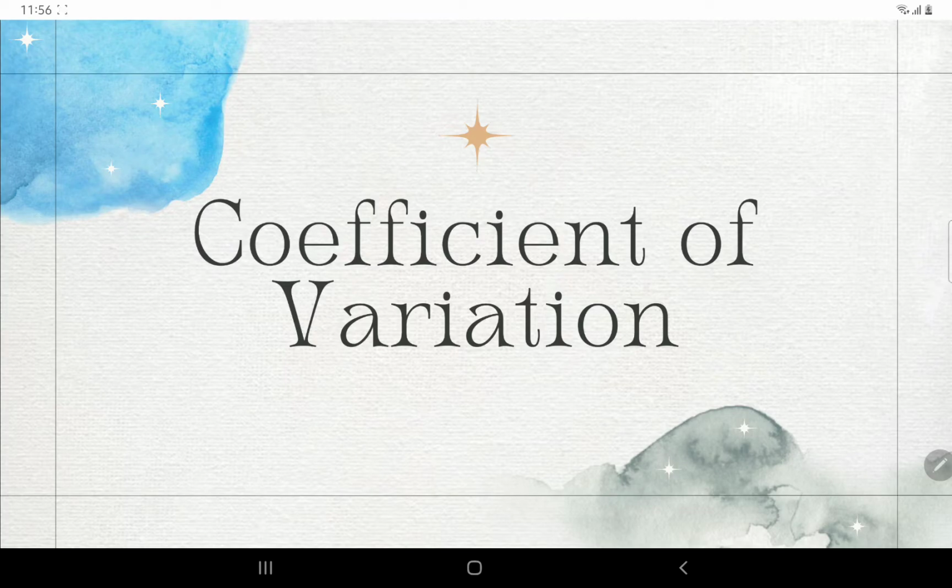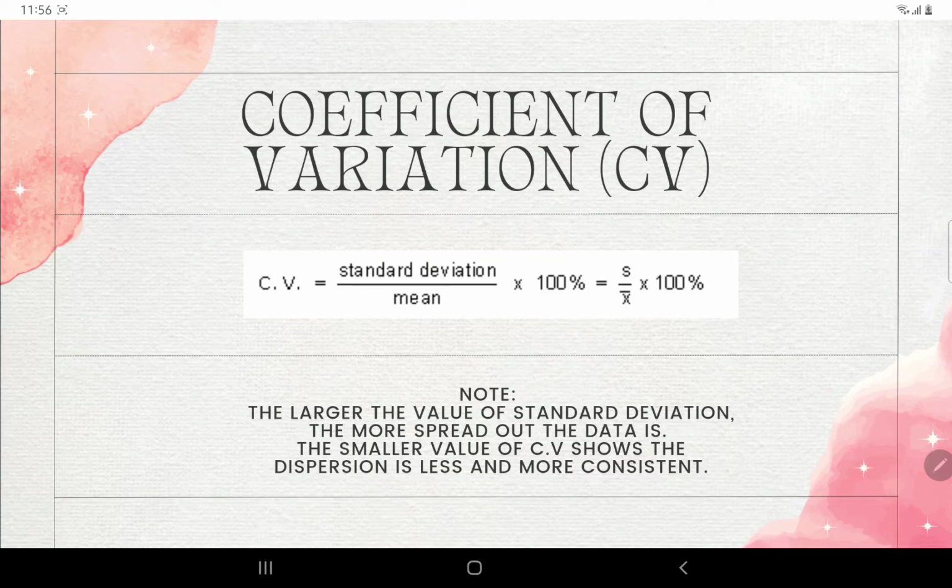Next is the coefficient of variation, or CV. The formula is the standard deviation divided by the mean, multiplied by 100%, so the answer for CV must be in percentage. Note that the larger the value of the standard deviation, the more spread out the data is. The smaller the value of CV, the less the dispersion and the more consistent the data.